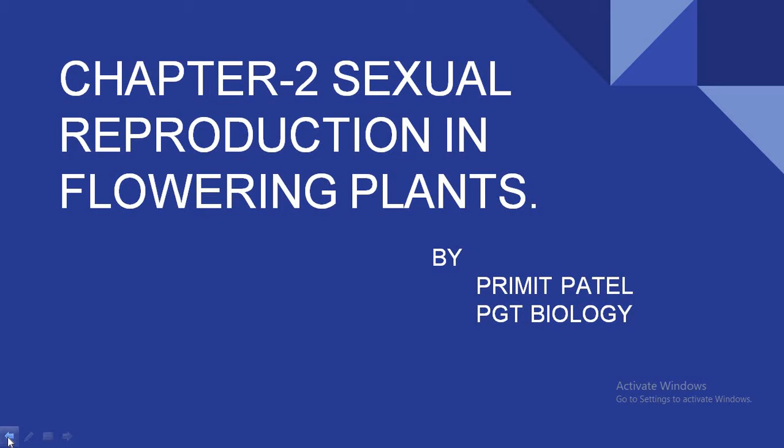Good morning, children. We have already completed chapter number 1, that is reproduction in organisms. Today we will start with the second chapter, that is sexual reproduction in flowering plants. Sexual reproduction in flowering plants involves transformation of diploid sporophytic cells into haploid gametophytic cells. We have already studied this in 11th standard.